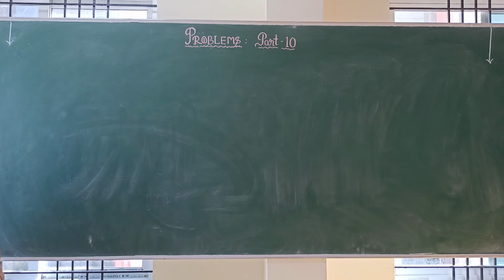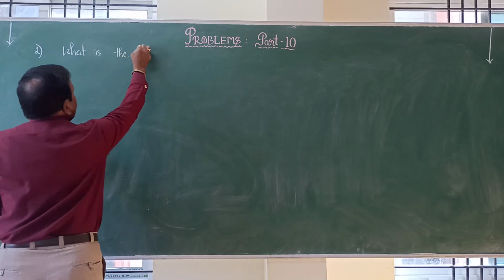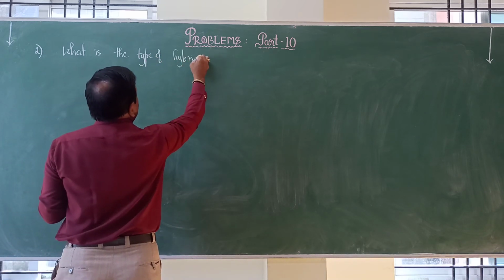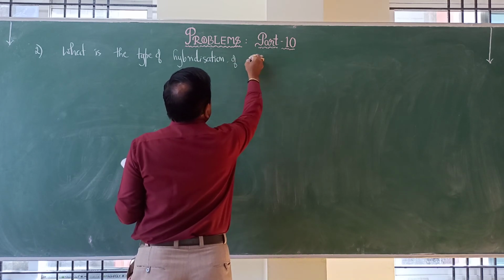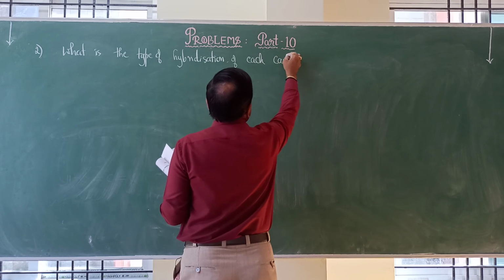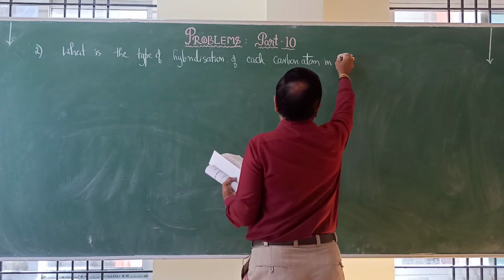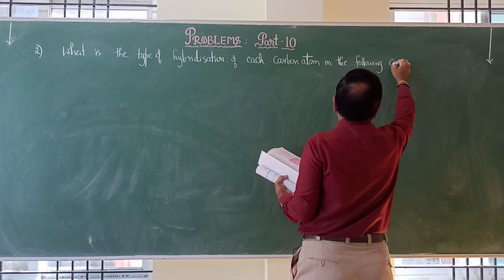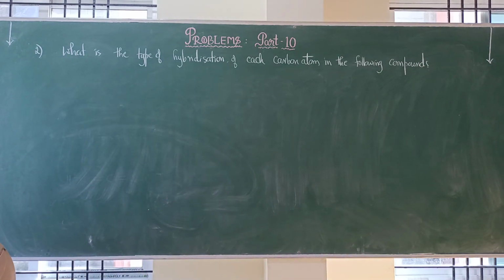So the second problem is: what is the type of hybridization of each carbon atom in the following compounds? For this, what you have to remember?